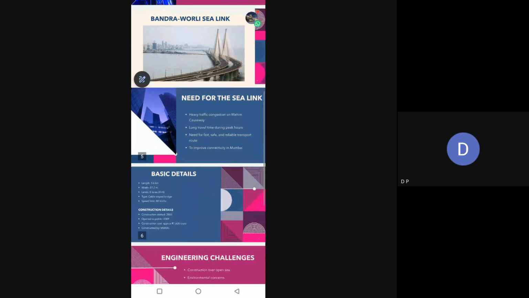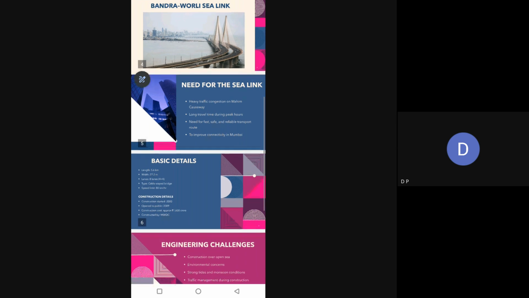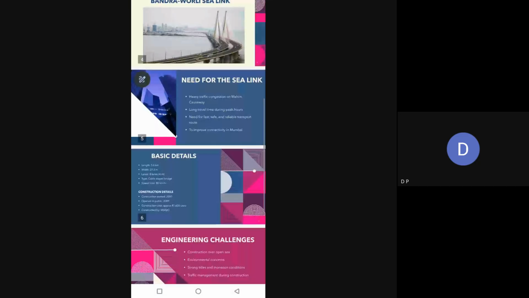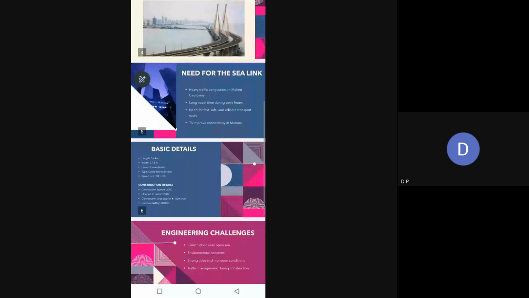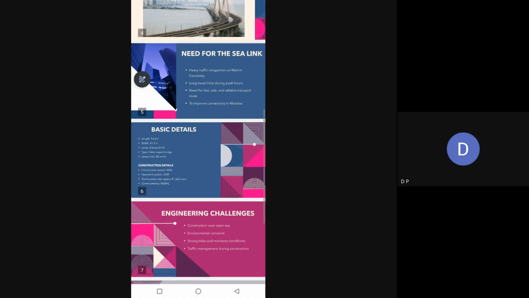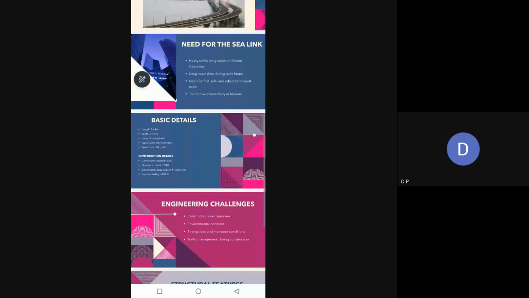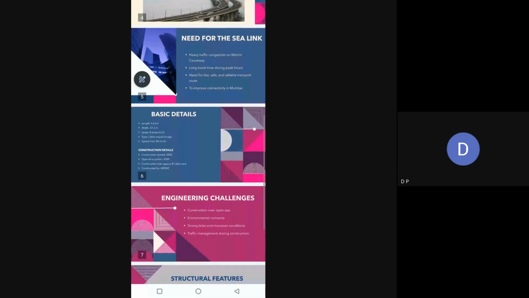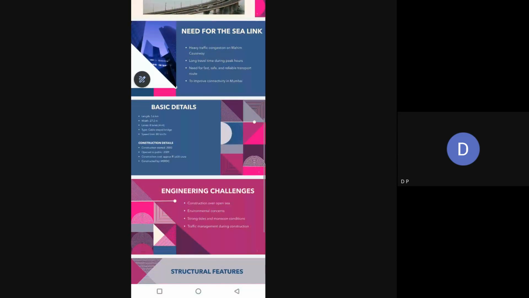Basic details: length is 5.6 kilometers, width is 27.2 meters. Lanes: there are 8 lanes, 4 plus 4. Type: cable-stayed bridge. Speed limit is 80 kilometers per hour. Construction details: construction started in 2000, opened to the public and completed in 2009. Construction cost approximately 1,600 crore. Constructed by MSRDC.